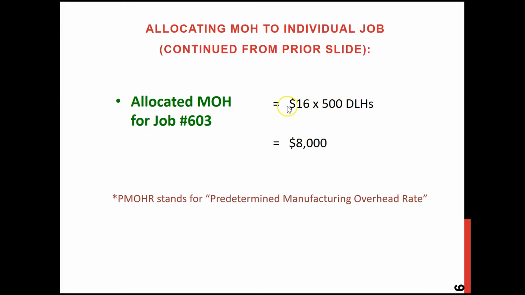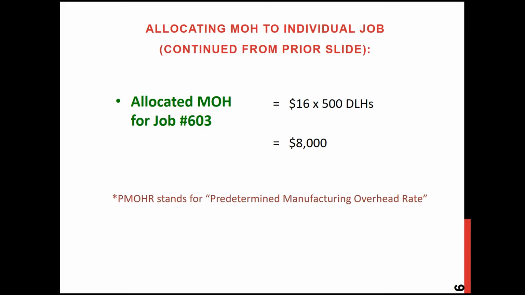So their predetermined rate was $16 per labor hour, and their labor force actually worked for 500 hours. If they multiply these two, they will figure out their manufacturing overhead cost for job 603. Remember, this 500 direct labor hours is for job 603. So I'm repeating the process.